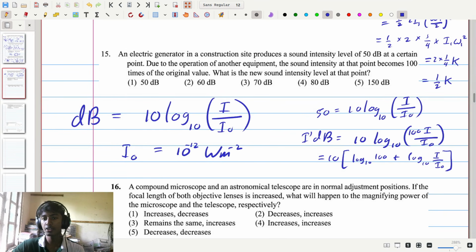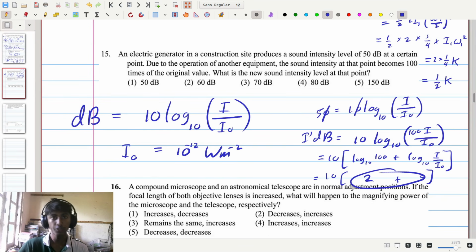Now in this case, if 50 is equal to 10 times log base 10 of I divided by I0, then dividing by 10, log base 10 of I divided by I0 is equal to 5. So therefore here we get 10 times, this bit is going to be equal to 5 plus the log base 10 of 100. And log base 10 of 100 is simply equal to 2. So therefore we get 10 times 2 plus 5, which is equal to 7, and 7 times 10 is equal to 70. So therefore the final level here is 70 decibels.